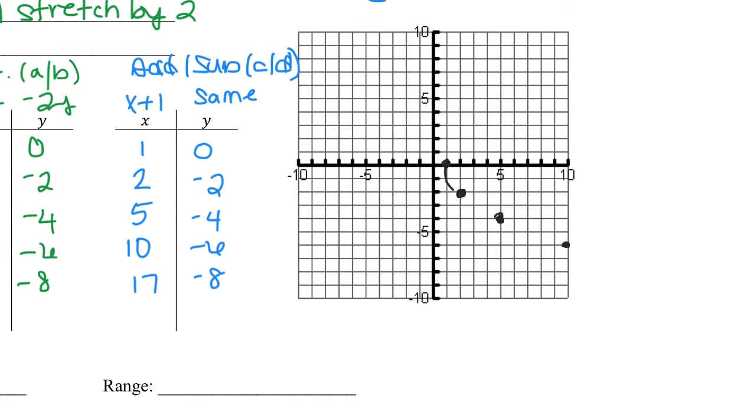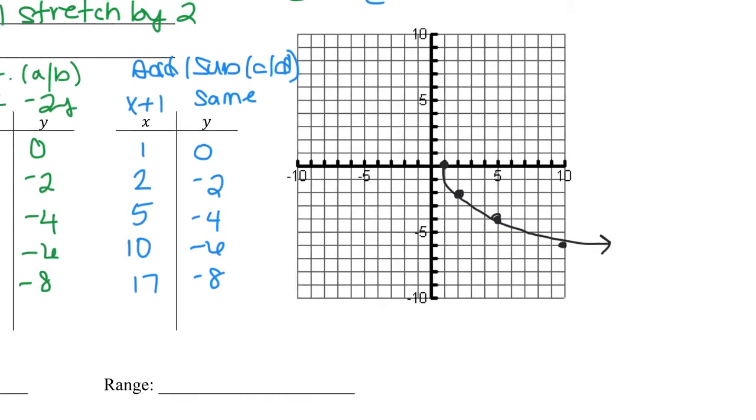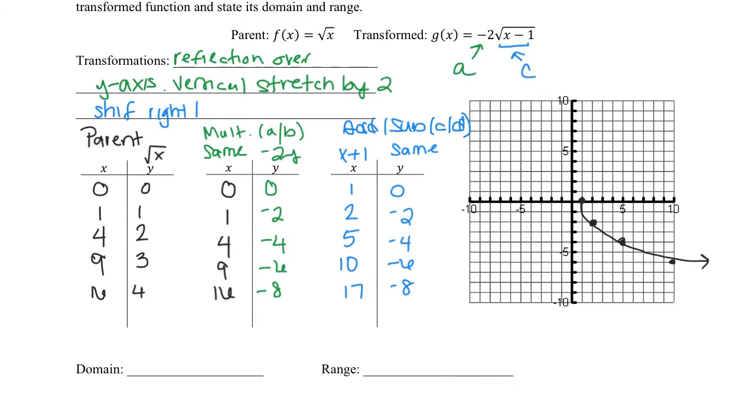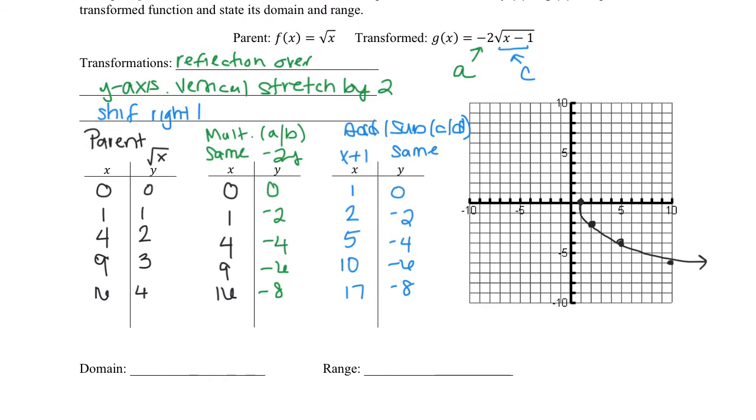So your square root transformed function looks like this. And it does follow the transformations we described in the beginning. It did reflect over the x-axis. It did have a stretch because it's longer than the original. And it did shift right 1 because it should start here at (0, 0), and it does go to the right 1.